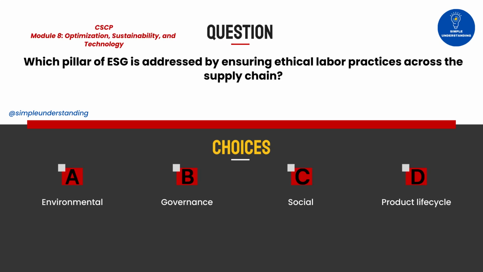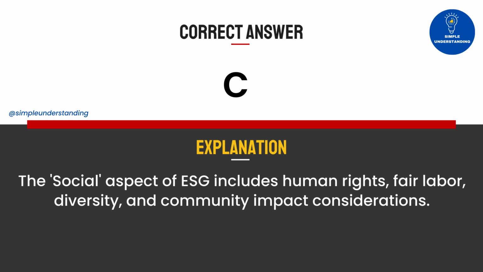6. Which pillar of ESG is addressed by ensuring ethical labor practices across the supply chain? A. Environmental. B. Governance. C. Social. D. Product life cycle. Correct answer: C. Explanation: The social pillar of ESG includes human rights, labor conditions, and community impact.